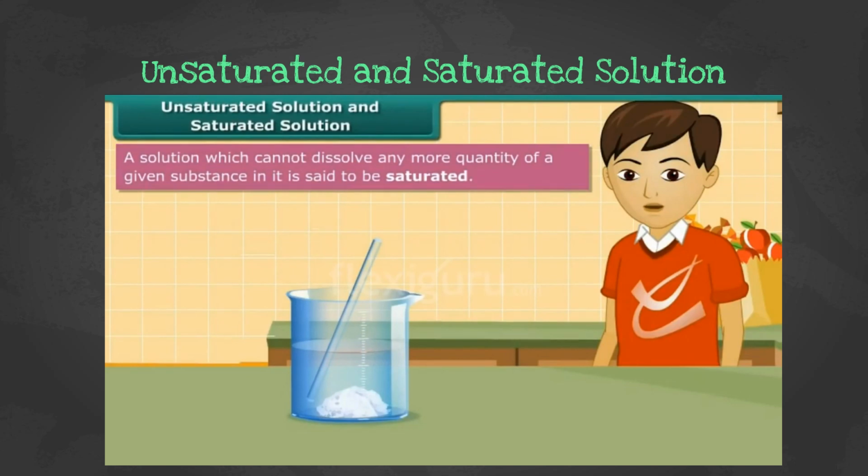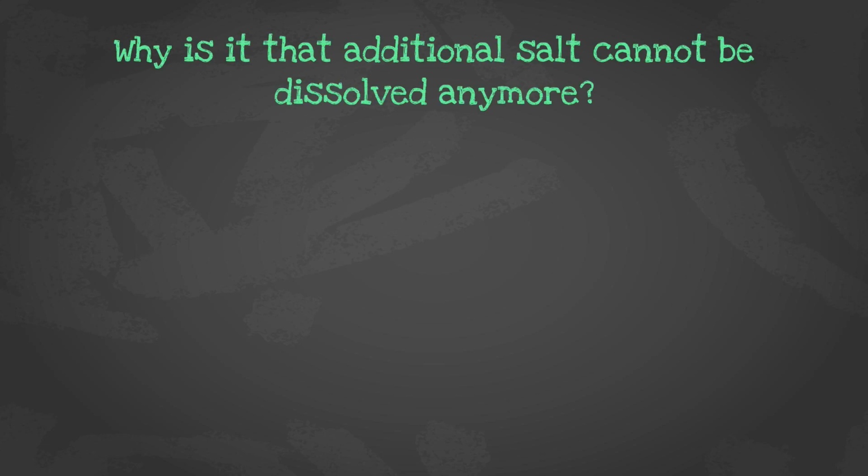Thus, a solution is said to be saturated if it cannot dissolve any more quantity of the given substance in it. So, what if we achieve a saturated solution? Why is it that additional salt cannot be dissolved anymore? There are two main reasons for that.